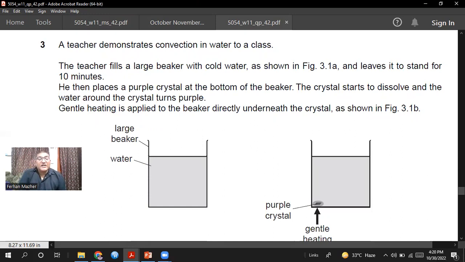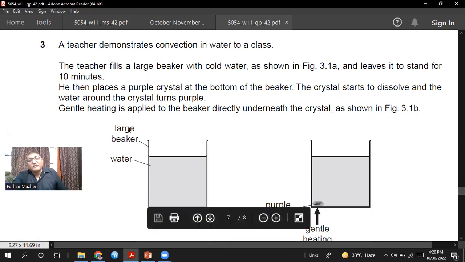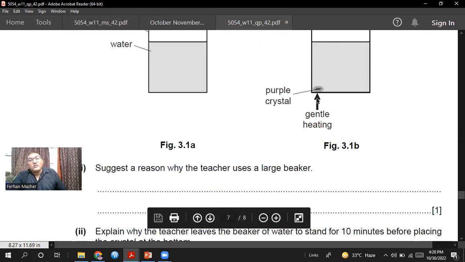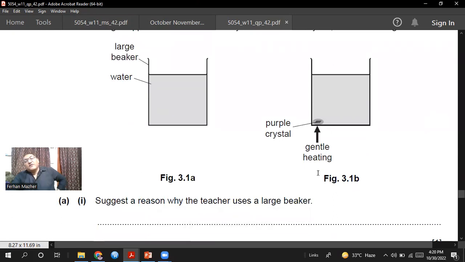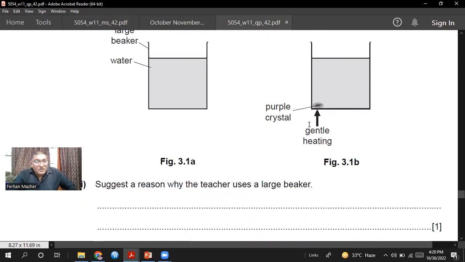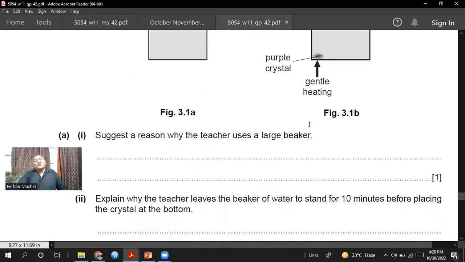Gentle heating is applied to the beaker directly underneath the crystal, as shown in figure 3.1b. Okay, so we have put the crystal here, and from the bottom, you are heating it up. So that's the reason why the teacher uses a large beaker.